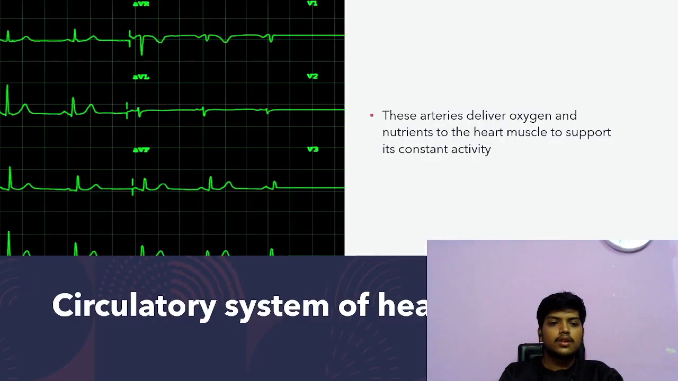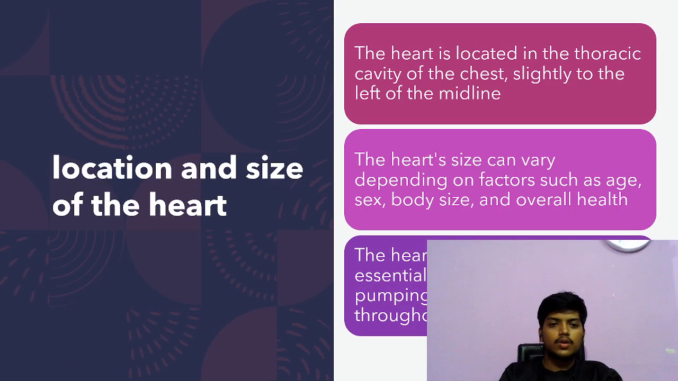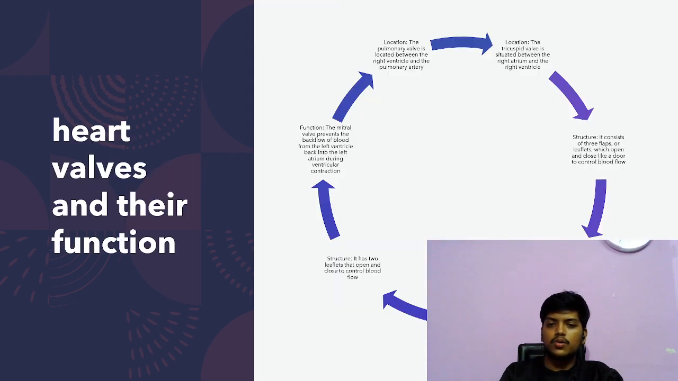So later we have the location and the size of the heart. The heart is located in the thoracic cavity of the chest, slightly to the left of the midline. The heart size can vary depending on factors such as age, sex, body size, and overall health. Heart location and size are essential for its proper function in pumping and circulating blood throughout the body.